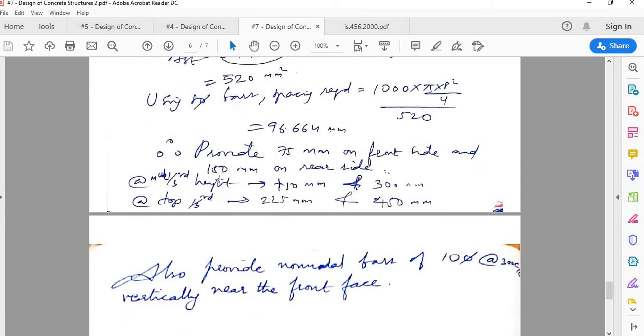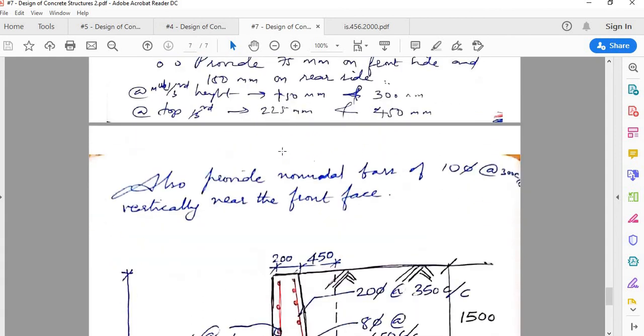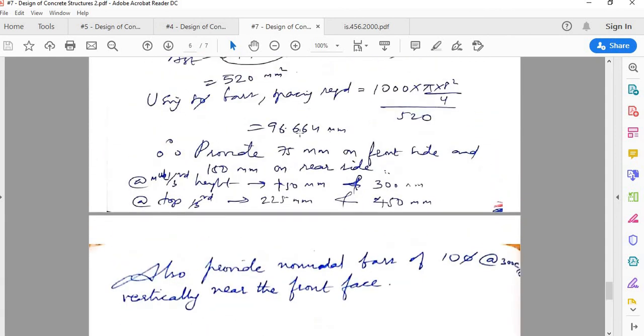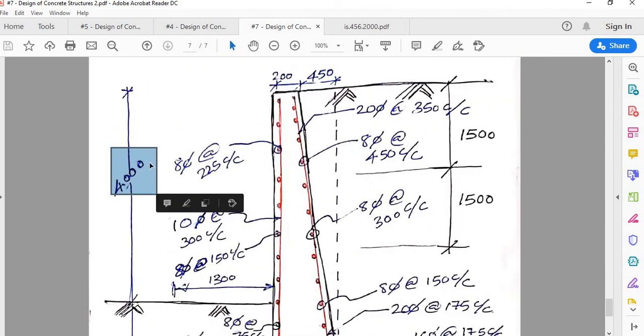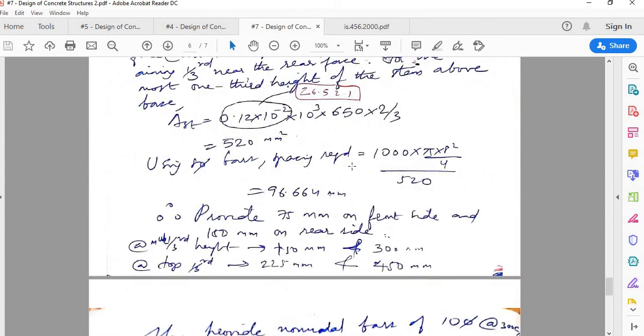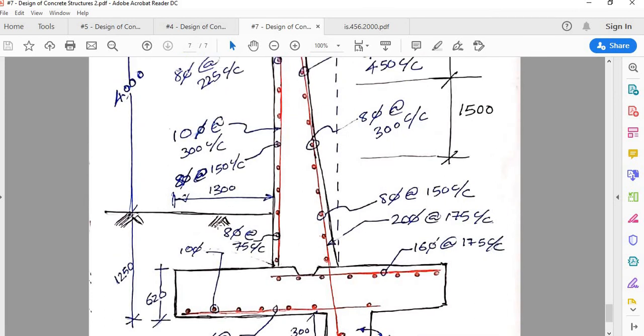Now you can curtail that, you can reduce that as you go up, because section is also reducing. So remember, this height is 4 meter, right? Now this is the full detailing. I'll discuss the other aspects later. First let me discuss this aspect. So 8 dia at 75 and 8 dia at 150, you will provide only up to a certain height.